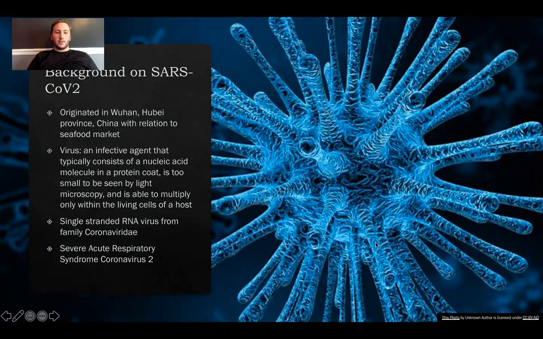Background on SARS coronavirus 2. It originated in Wuhan, Hubei province, China, with relation to the seafood market. A virus is defined as an infective agent that typically consists of a nucleic acid molecule and a protein coat. It is too small to be seen by light microscopy and is able to multiply only within the living cells of a host. It is a single-stranded RNA virus from the family Coronaviridae, and SARS stands for Severe Acute Respiratory Syndrome Coronavirus 2.